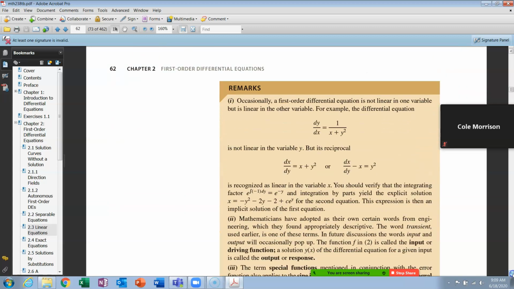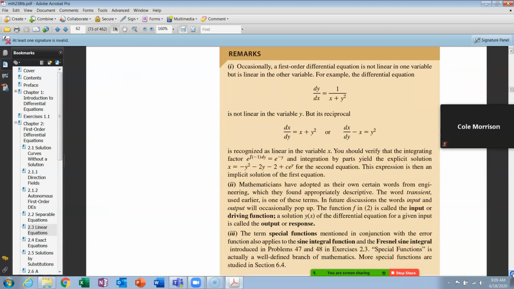Remarks that are here. Usually I avoid these as much as possible. First time I taught the course, I thought it was important to go through them in gory detail, and it'll bog you down like crazy.